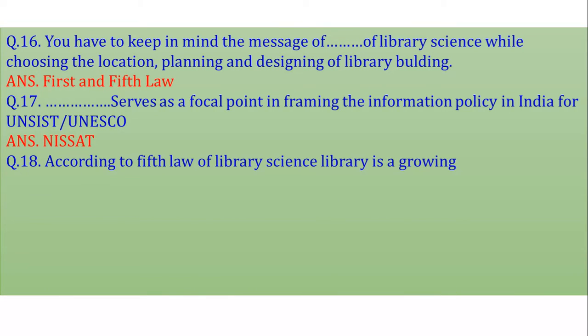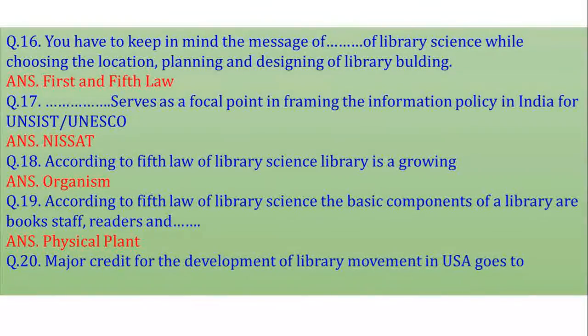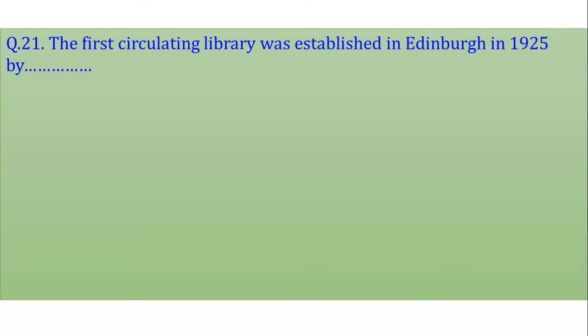According to fifth law of library science, library is a growing organism. According to fifth law of library science, the basic components of a library are books, staff, readers, and physical plant. Major credit for the development of library movement in USA goes to American Library Association. The first circulating library was established in Edinburgh in 1925 by Allen Ramsay.